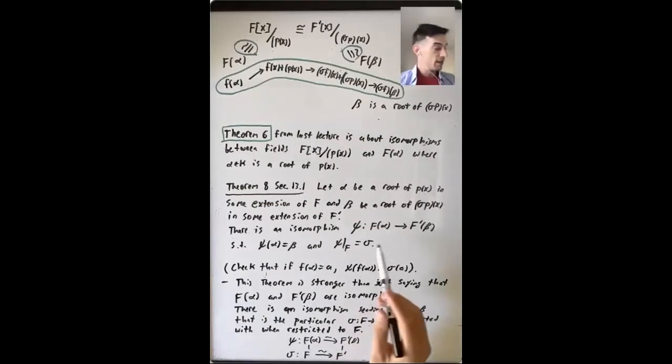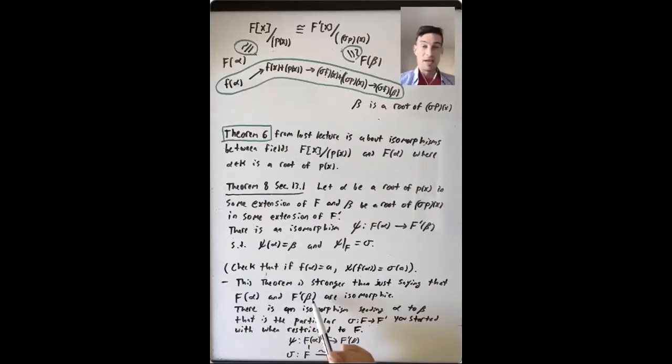So what I want to emphasize here is that this theorem really is stronger than saying that F adjoin α and F' adjoin β are isomorphic. Because what it's saying is they're isomorphic, but there's a particular choice of isomorphism that sends α to β, and it gives you back this particular isomorphism σ between F and F' that you started with when you take the isomorphism and restrict it to your subfield F inside of F adjoin α.